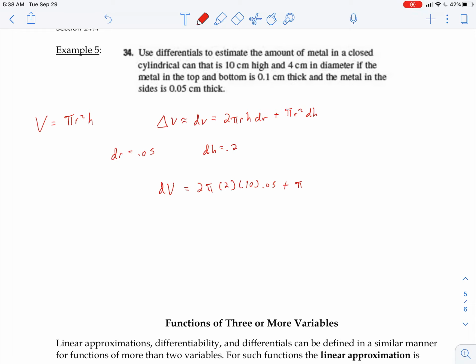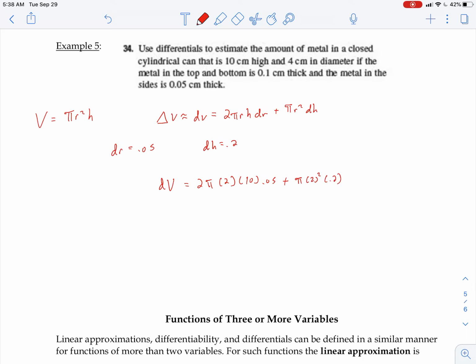plus pi times our radius squared, 2 squared, times dh, which is 0.2. Plug that into the calculator, and we're going to get 2.8 pi, which is approximately 8.8 centimeters cubed.